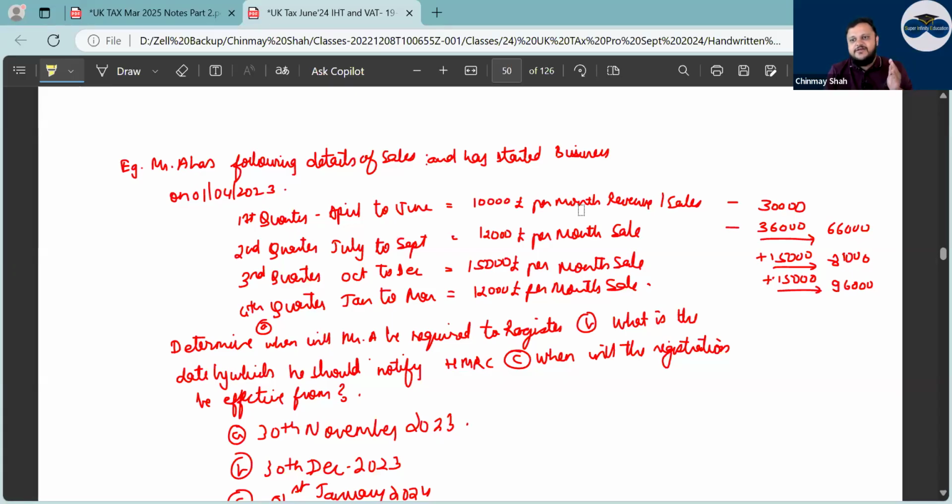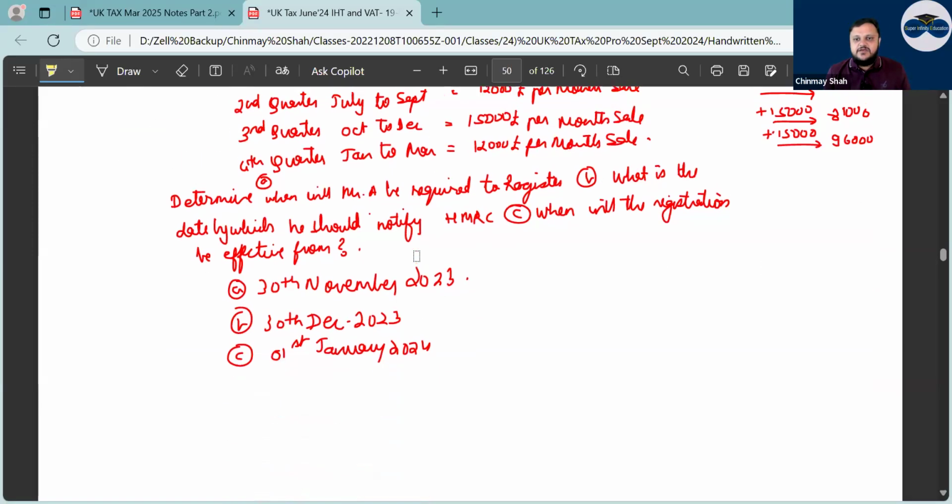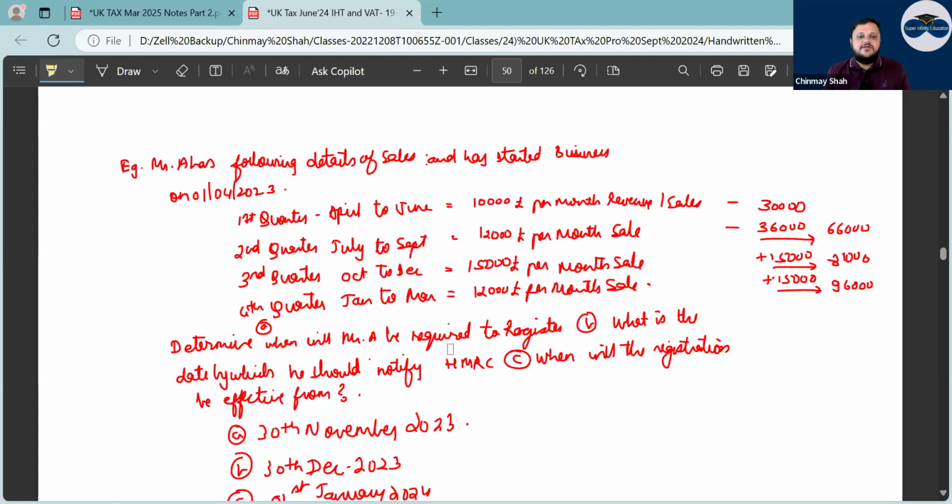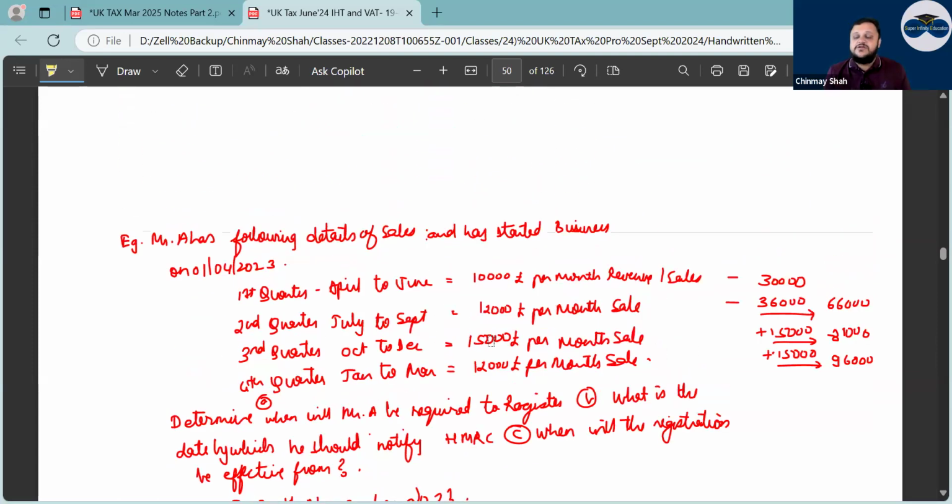Then you go ahead, 15,000 every month: 81,000, and then 96,000. So somewhere around the end of November, your threshold of 85,000 has passed, correct? Then what is the date by which you should notify HMRC? First, determine the date when Mr. A is required to register. So he is required to register on 30th November.